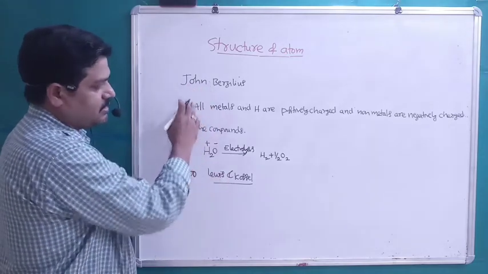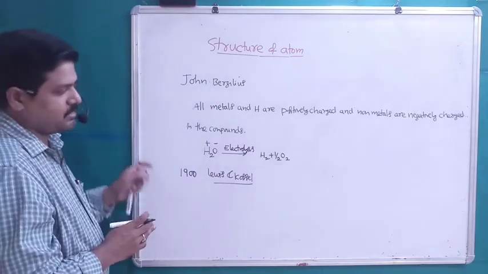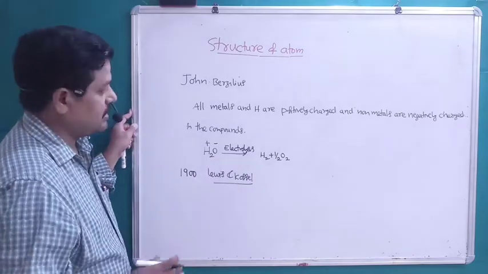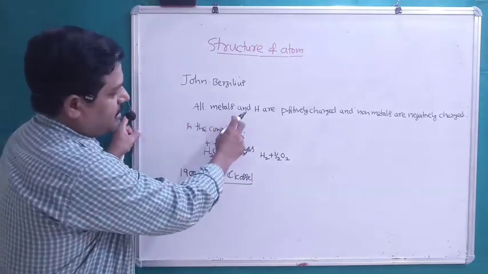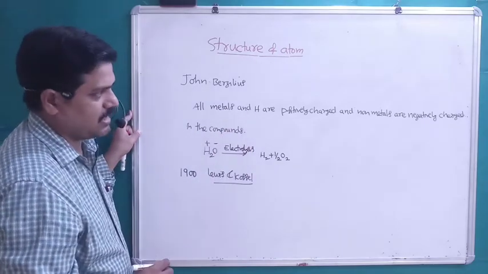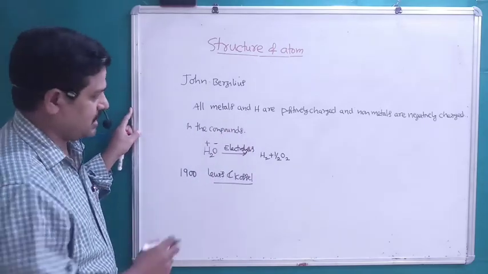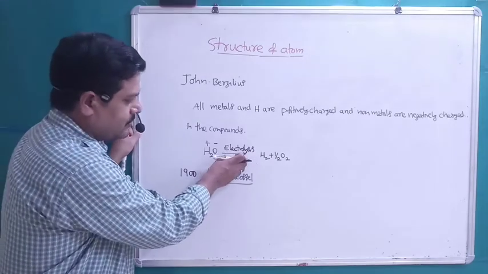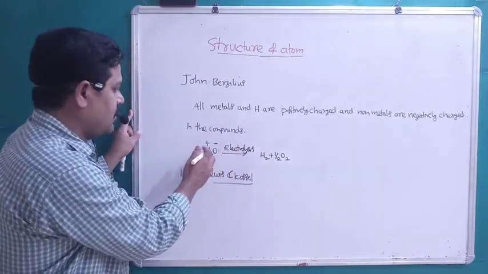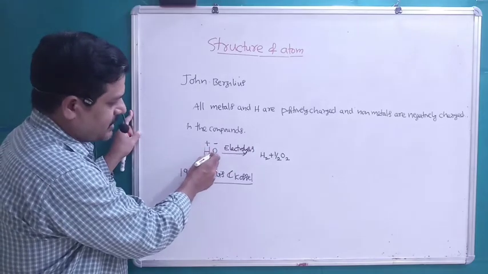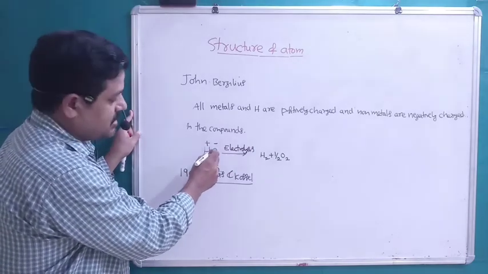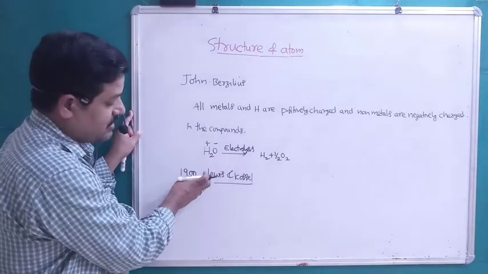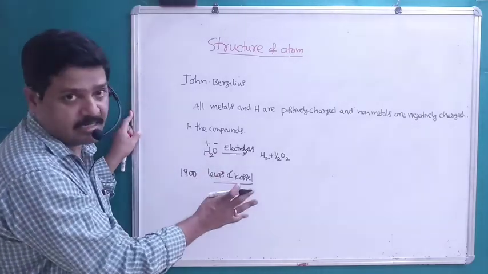But Berzelius, based on the electrolysis which was done by Nicholson and Carlisle, said that all metals and hydrogen are positively charged and non-metals are negatively charged in the compounds. Whatever electricity we are giving, that will be used in overcoming the force of attraction between the oppositely charged ions, right? The most appropriate theory is given in the year 1900, right?